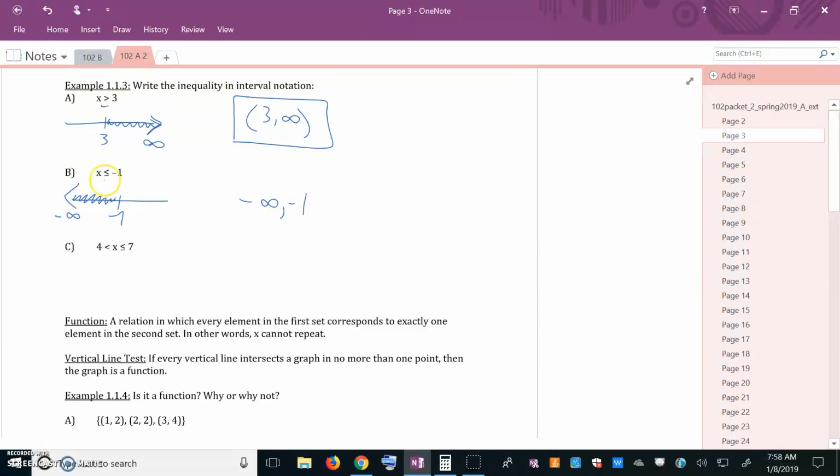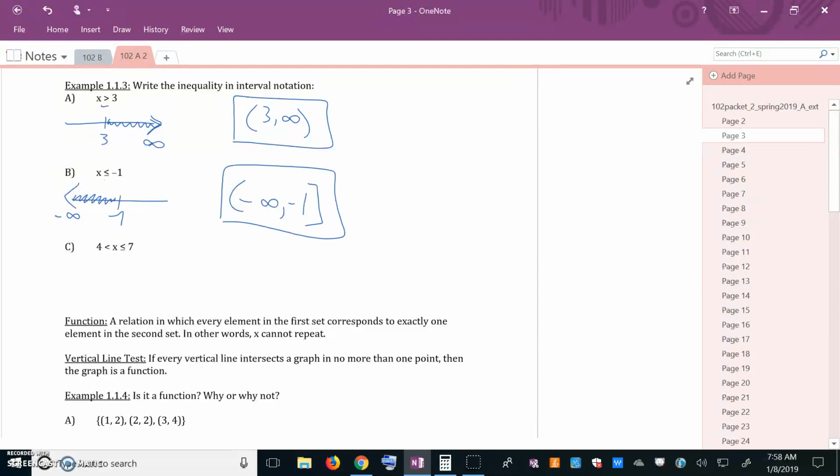Now this time I have a less than or equal to sign, so I'm going to put a bracket here at -1. Now infinity and -infinity are special, so regardless of our inequality sign, those always get parentheses. And that is my answer in interval notation.